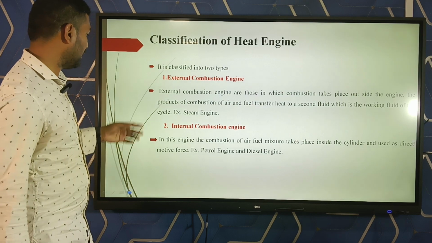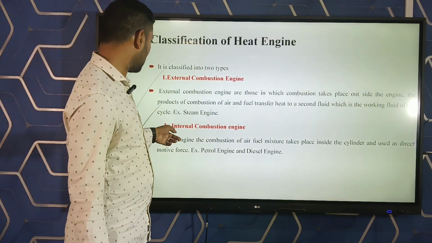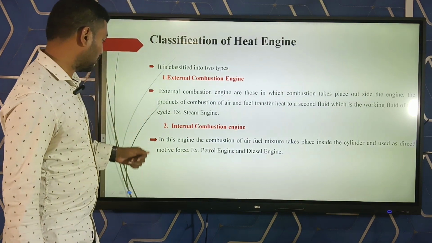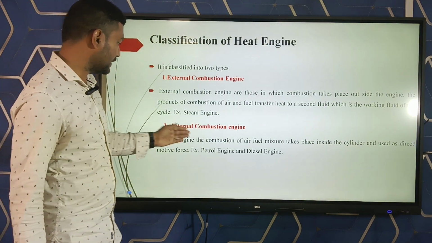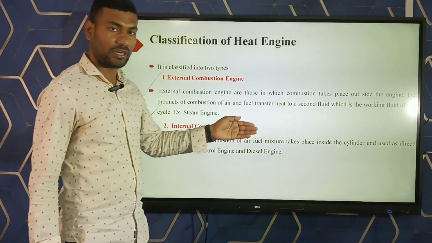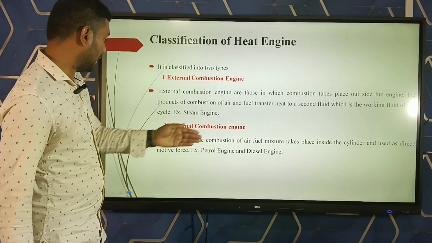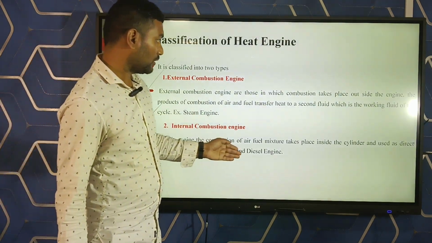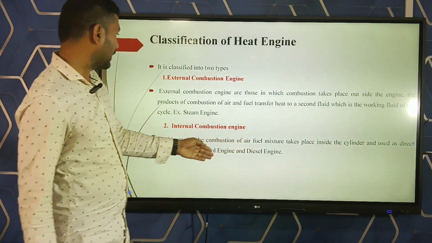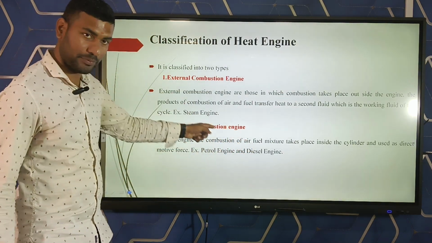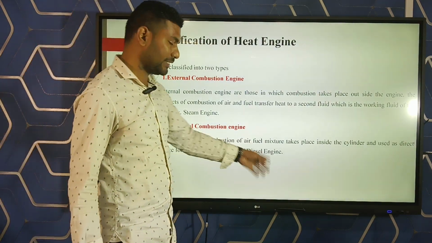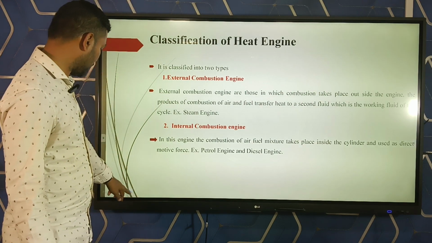Then another type is the internal combustion engine. What is an internal combustion engine? In this engine, the combustion of the air-fuel mixture takes place inside the cylinder and is used as the direct motive force. Example, petrol engine and diesel engine. External combustion engine example is the steam engine, and internal combustion engine examples are the petrol engine and diesel engine.